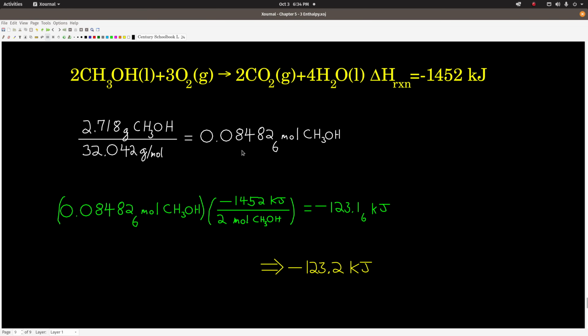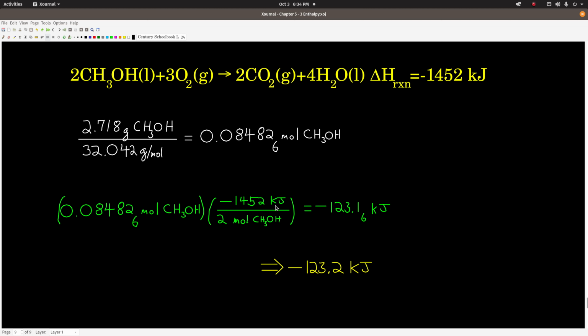What I did is I just converted the grams of methanol to moles. Remember, this number down here is the molar mass of methanol: 1 carbon, 4 hydrogens, 1 oxygen. And I found out how many moles of methanol we had. We weren't told anything about oxygen, so we can assume it's in excess. We don't have to worry about a limiting reactant.